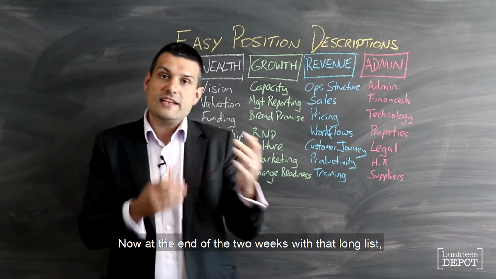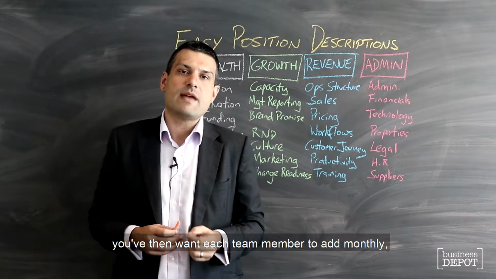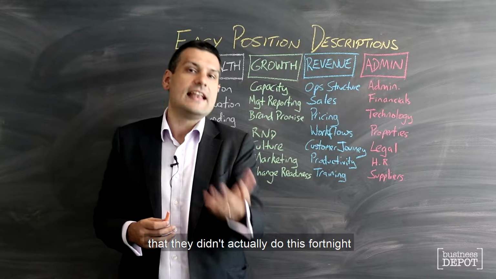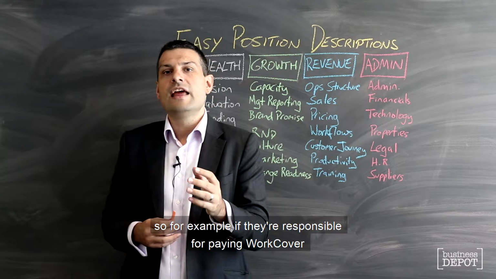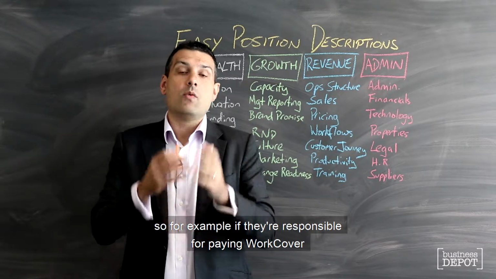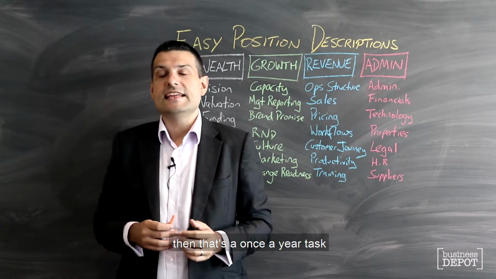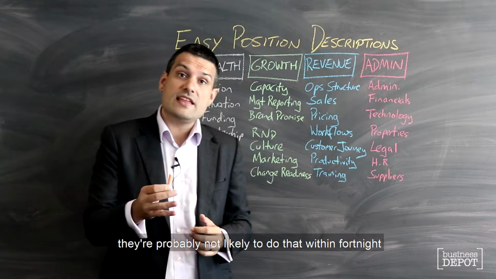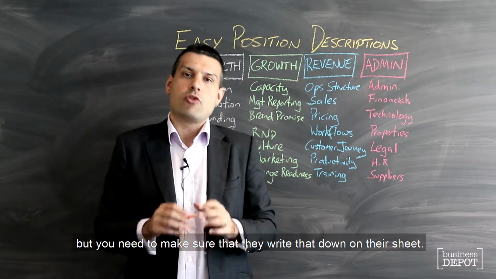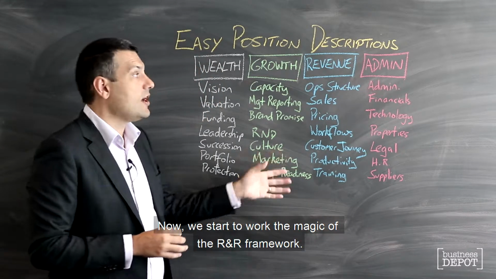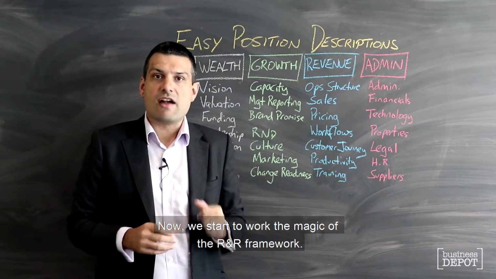Now, at the end of the 2 weeks with that long list, you then want each team member to add monthly, quarterly, or annual tasks that they didn't actually do this fortnight. So for example, if they're responsible for paying work cover on an annual basis, then that's a once-a-year task. They're probably not likely to do that within the fortnight, but you need to make sure that they write that down on their sheet.